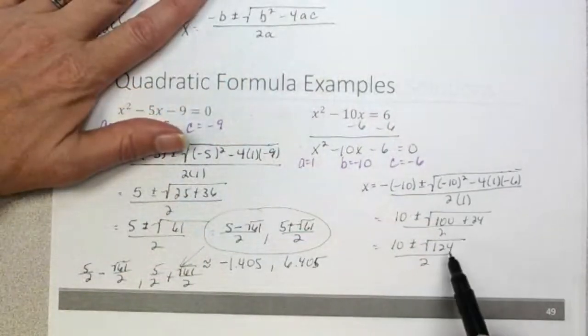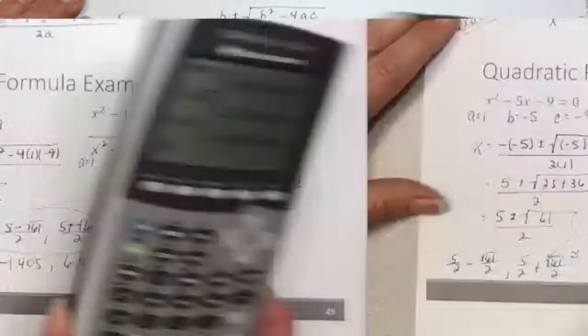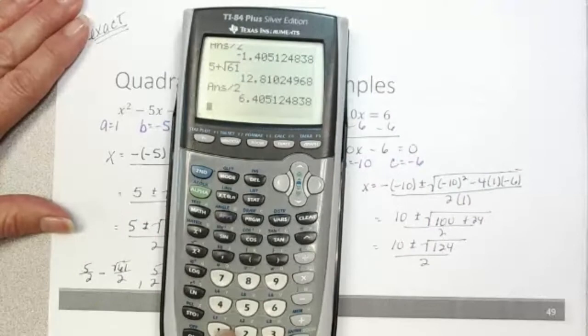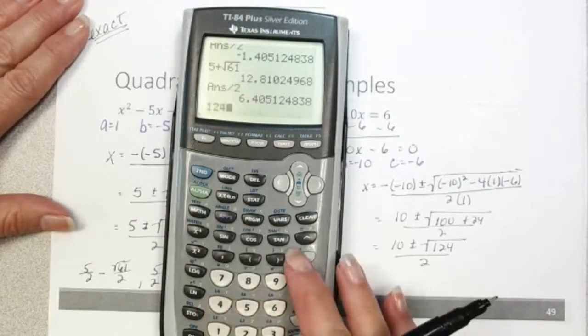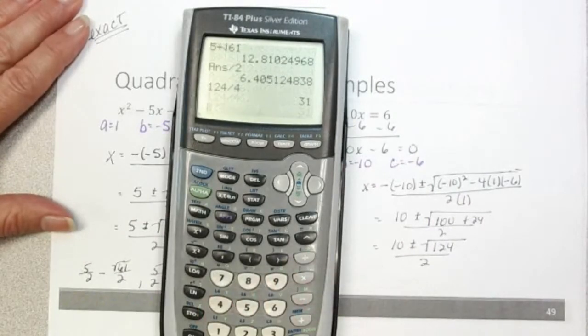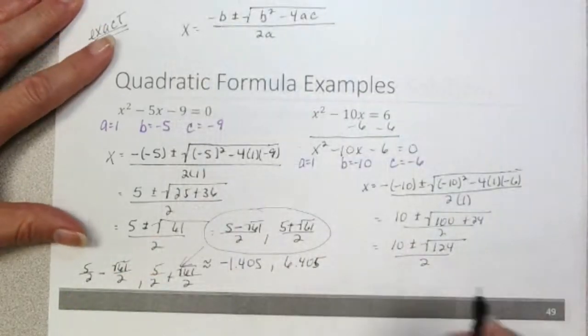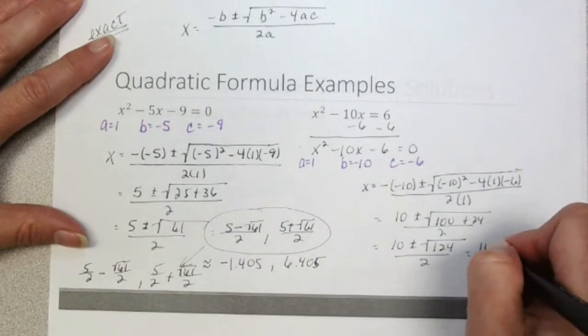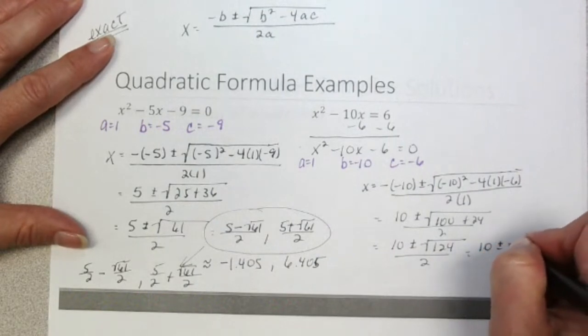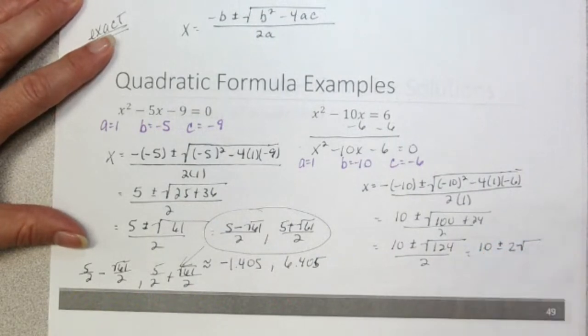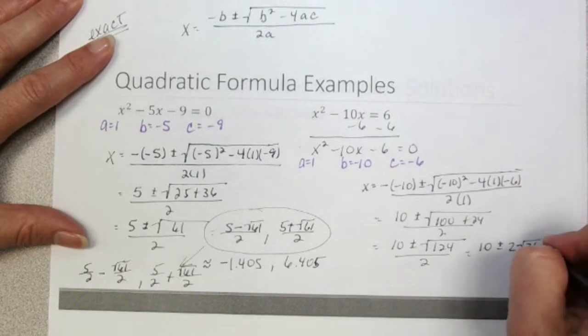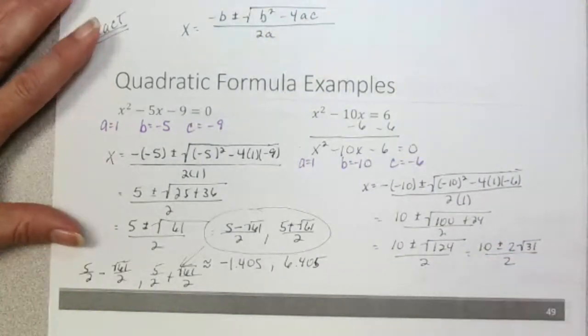Let's see, are there any perfect squares that are factors of 124? Let's see, how about 4? Yep. 124 is 4 times 31, right? And the square root of 4 is 2. So this can simplify to 10 plus or minus 2 square roots of 31 all over 2.